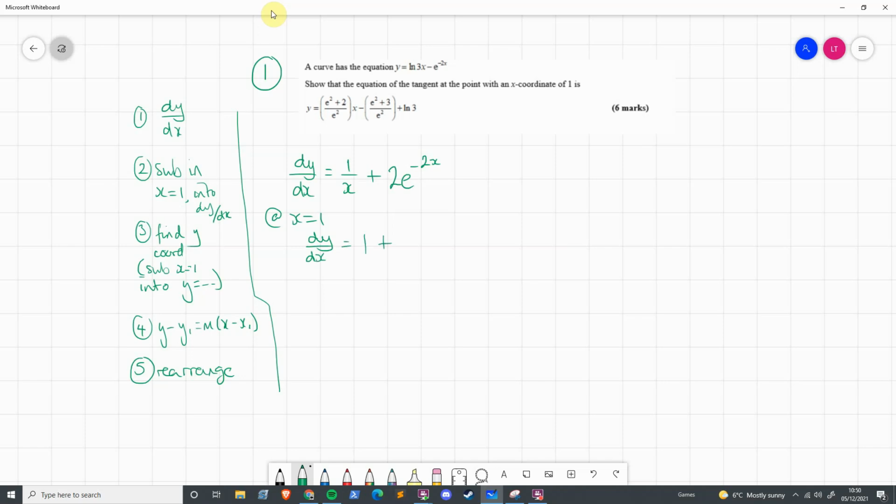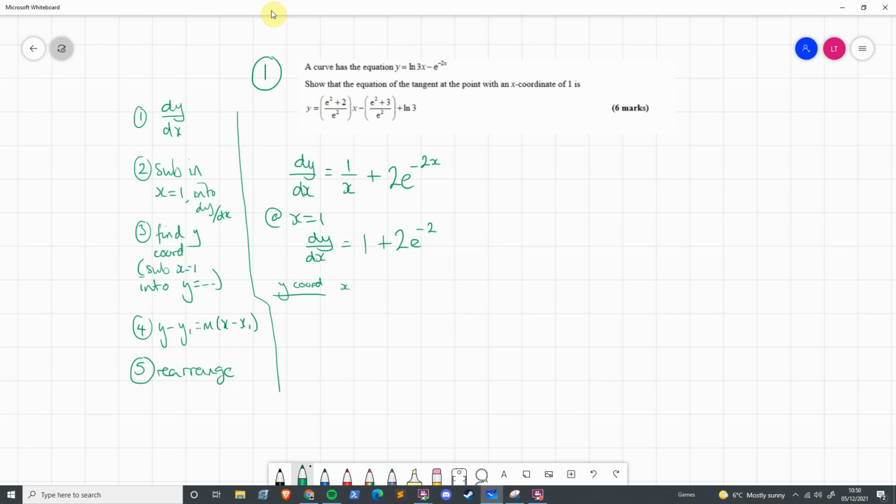Okay, so that's that. At x equals 1, dy by dx is going to equal 1 plus 2e to the power of minus 2. And then let's find the y coordinate. Sorry, that's my gradient at the tangent. That is just a number, remember, because e is just like 2.7 something, or whatever it is.